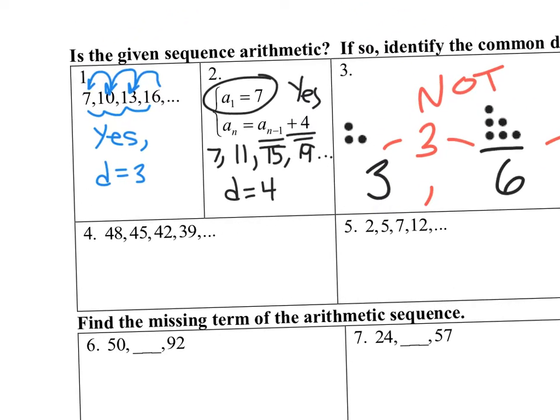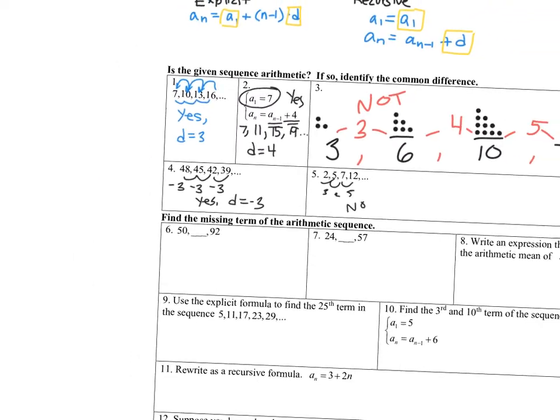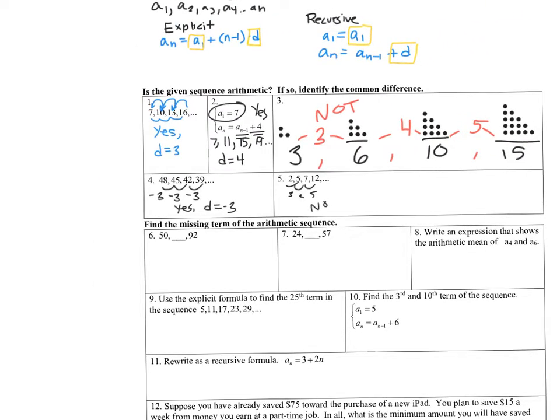And then number 4, let's check to see if there's a common difference. So 39 minus 42 is -3. This is -3. This is -3. So yes, it's arithmetic, and the common difference is -3. And then this one is going up by 3, going up by 2, going up by 5. No, not even close. So if it's not arithmetic, you don't have to find the common difference.